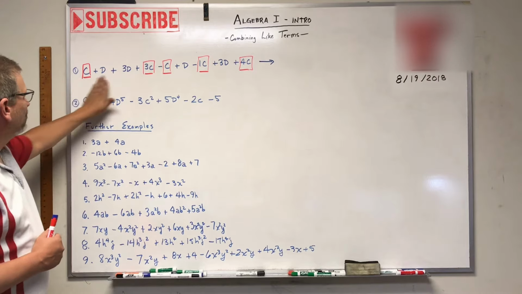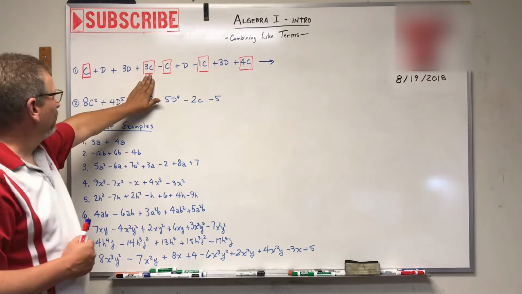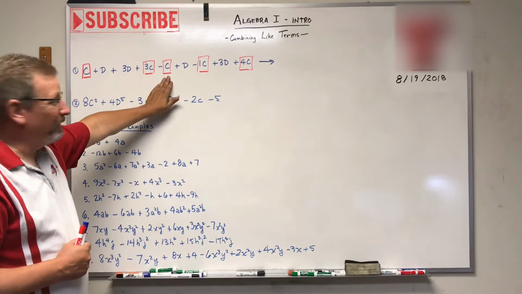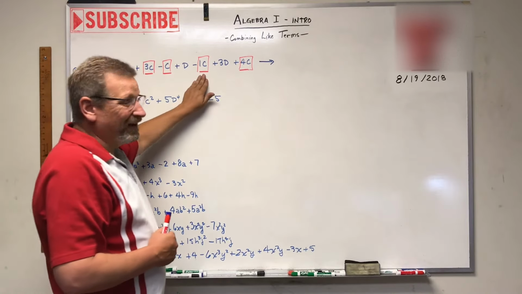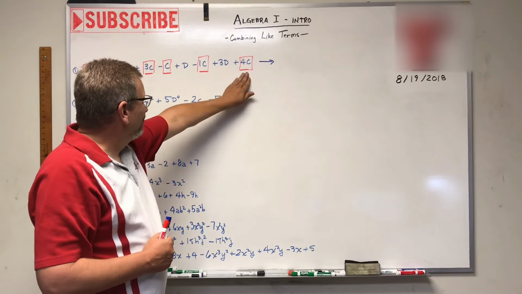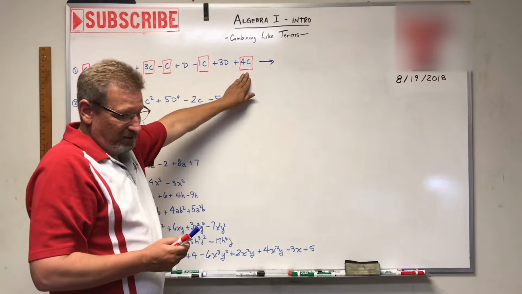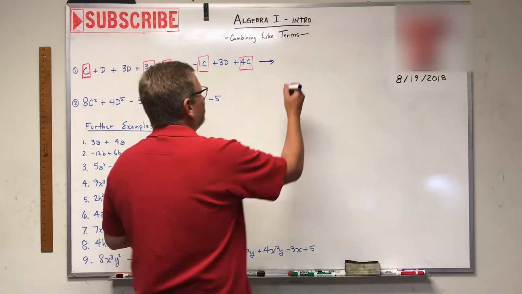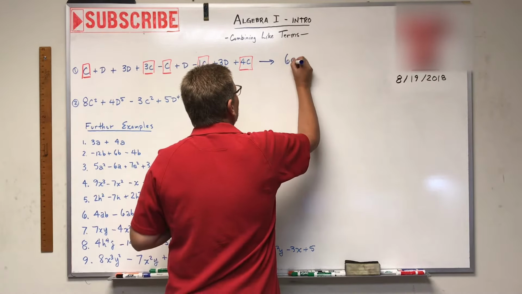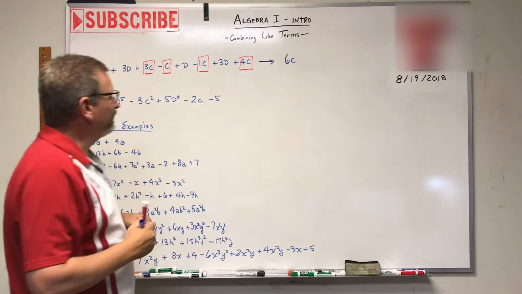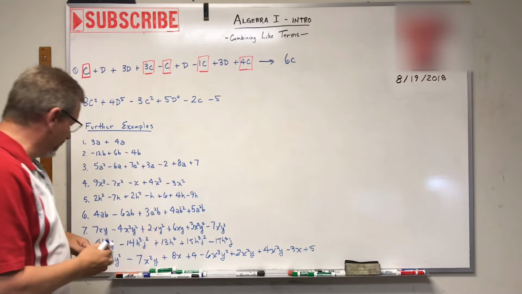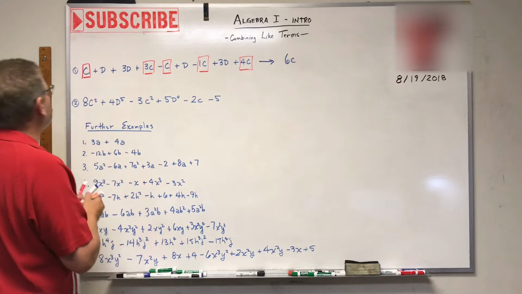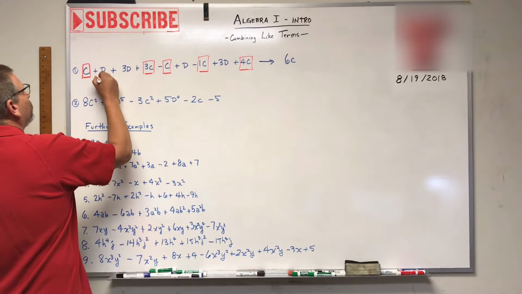Here we got 1 plus 3 more, that's 4. Minus 1, that puts us back to 3. Minus another one, that puts us at 2. And then plus 4 more, that makes us 6 of those guys, doesn't it? So 6 C's, or 6 apples. Okay, let's see how many oranges we got. Here, look, I've got an orange pen for the oranges. Okay, so here's the oranges.